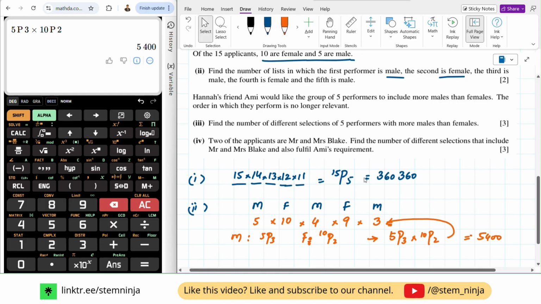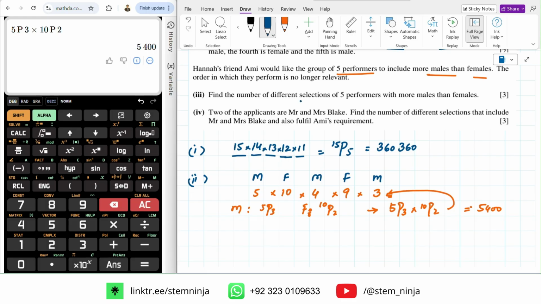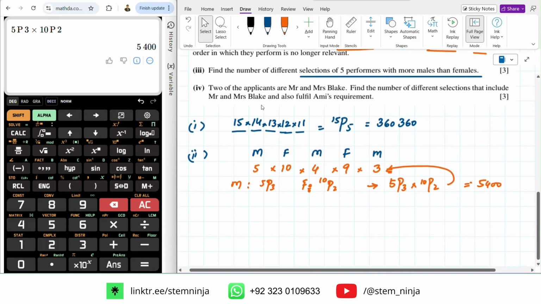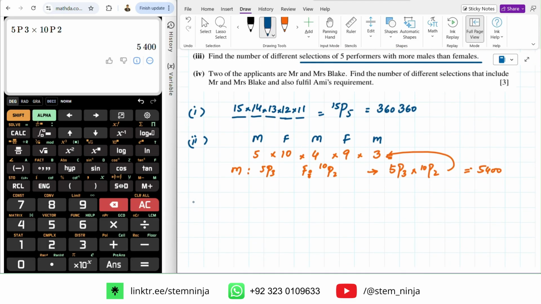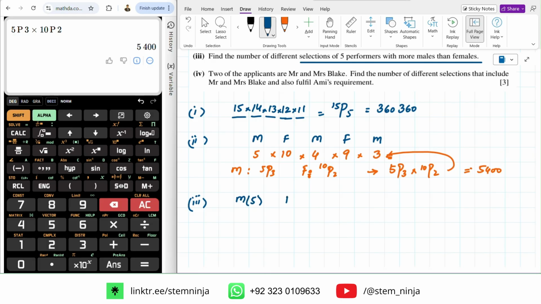Right. Hannah's friend Amy would like a group of 5 performers to include more males than females. The order in which they perform is no longer relevant. Find the number of different selections of 5 performers with more males than females. As you can see, the order is no longer relevant and it's a selection problem. So we are going to be using combinations. So we need more males. So males were 5, females were 10 in total.